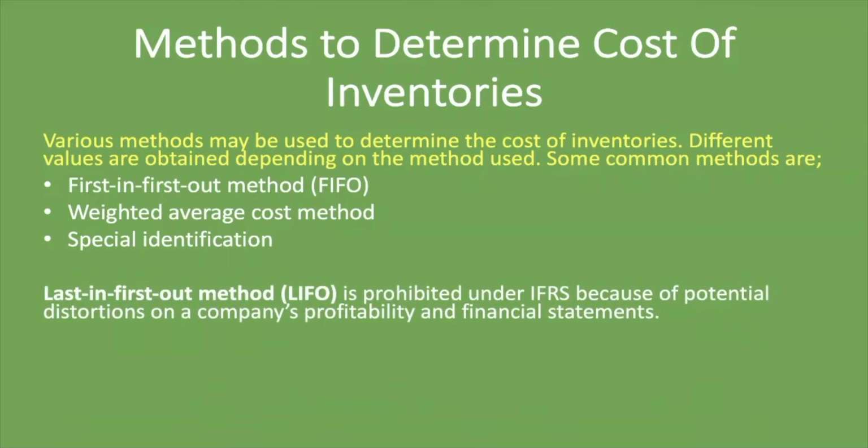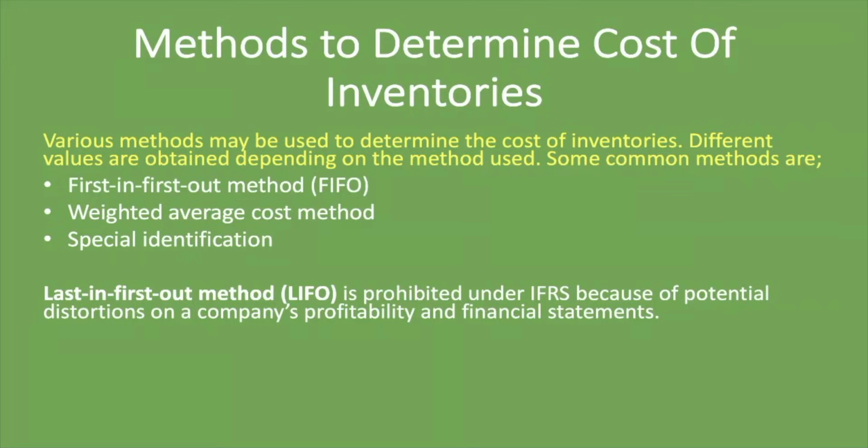the LIFO method. But this method here is prohibited under IFRS because of potential distortions on a company's profitability and financial statements. Because the last in first out method states that whatever inventory you bought last will be the one that you sell first. And what does that mean? Obviously, the one that you bought last will usually, or in many cases, be the most expensive because of inflation and other factors. That means it will reduce your profits, and by reducing your profits, it's going to reduce your taxation. So you can see the distortion that might be there on a company's profitability and financial statements.